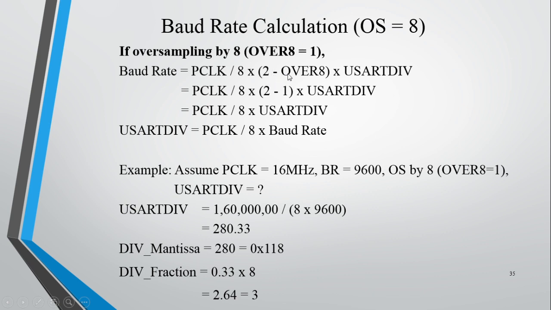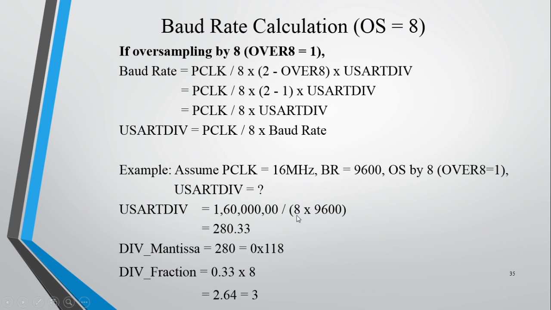Instead of 2 minus oversampling 8, here oversampling will be 1. So it will be 2 minus 1. So instead of 16 into UART div, here it will be PCLK by 8 into UART div, because it is 2 minus 1. Oversampling 8 bit is 1, showing that we are performing oversampling by 8. So the same assumption we are taking, PCLK equal to 16 megahertz, baud rate is 9600, but oversampling is done by 8. So what will be the value of UART div?